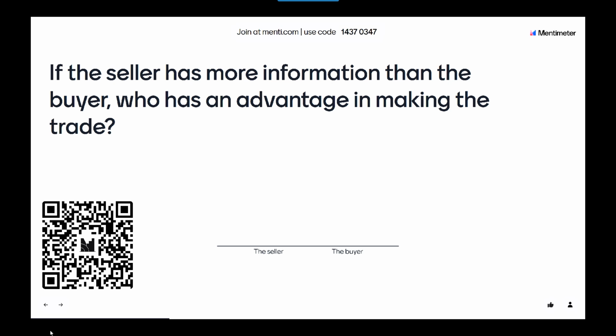The seller has a bigger information advantage than the buyer. Who has an advantage in actually making the trade? The person with more information, the seller, or the person with less information, the buyer? And this is actually why Akerlof got the Nobel Prize, because the answer is not obvious.